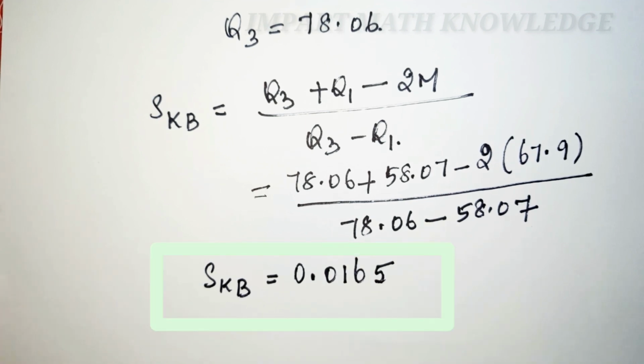Here I clearly explained how to calculate Bowley's coefficient of skewness in the individual series, discrete series and continuous series.